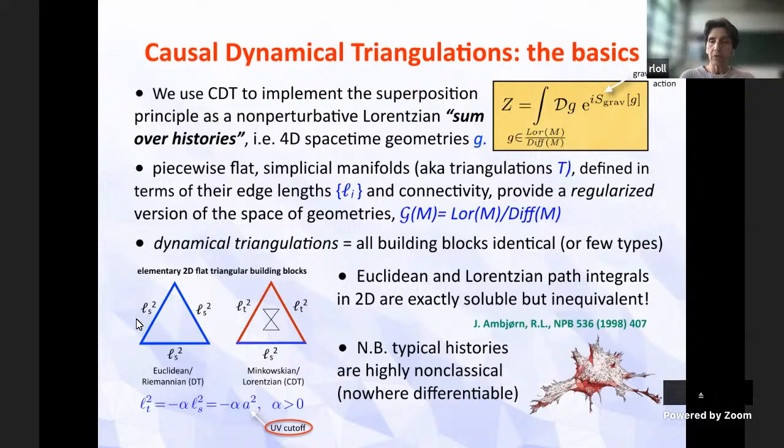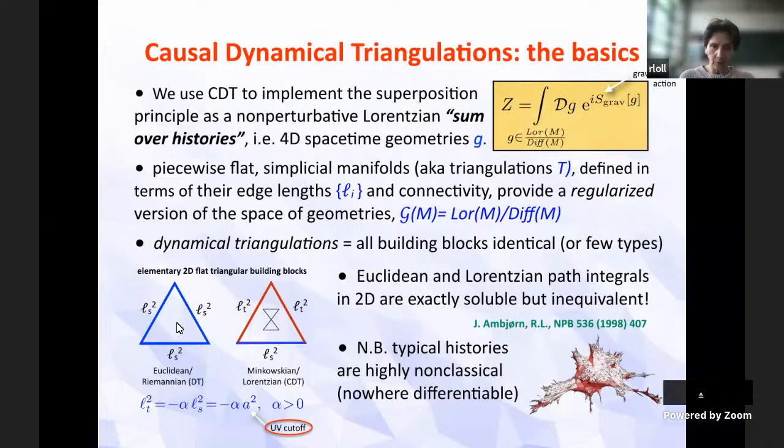LS stands for space-like edge, and it's in blue here. By contrast, if I was going to look at Lorentzian space, I would glue together Minkowski building blocks, little pieces cut out of a 2D Minkowski space, like so. This object now has 2 time-like edges and 1 space-like edge.